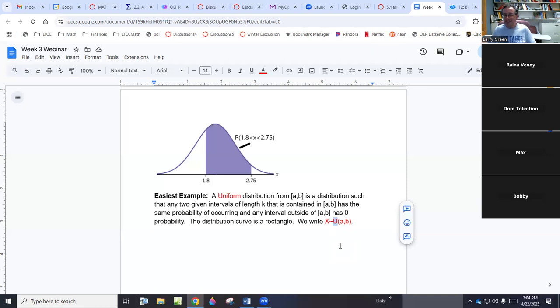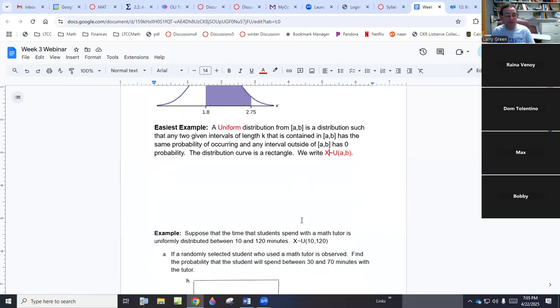So uniform, yeah, it's obvious because it's the other thing in red on this example. So U stands for uniform. It's the first letter of uniform. We typically don't write the whole word uniform. You just write U, then A comma B, and that's how you write that X has a uniform distribution with bounds A to B. Any questions at all on this uniform distribution idea?